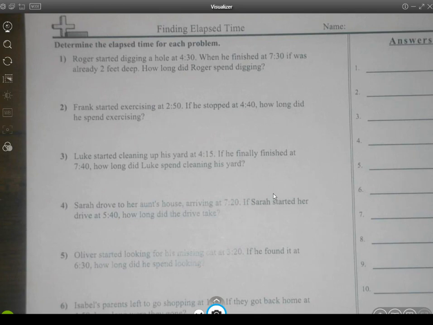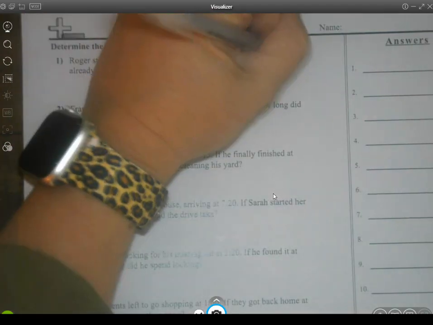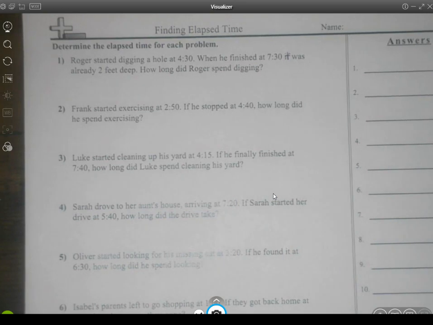It says Roger started digging a hole at 4:30. When he finished at 7:30, oh, that's a spelling error. Let me just cross this out. That's what that should say. All right, so Roger started digging a hole at 4:30. When he finished at 7:30, it was already 2 feet deep. How long did Roger spend digging? So they want to know how long he spent digging this hole. We know he started it at 4:30, and then he finished at 7:30.